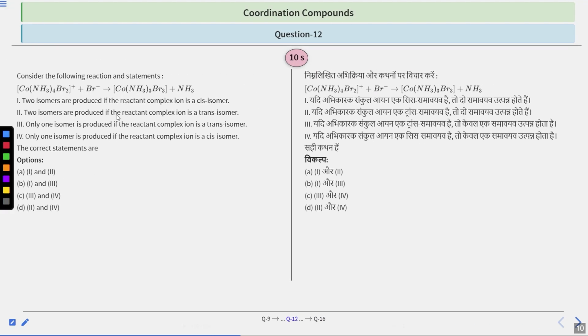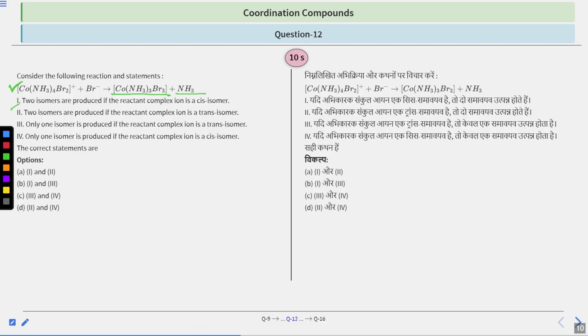Question number 12. Consider the following reaction and statements. We have a reaction given here for a complex compound and some statements. The reaction is [Co(NH3)4Br2]+ plus Br-, giving us the complex [Co(NH3)3Br3] and 1 molecule of ammonia.